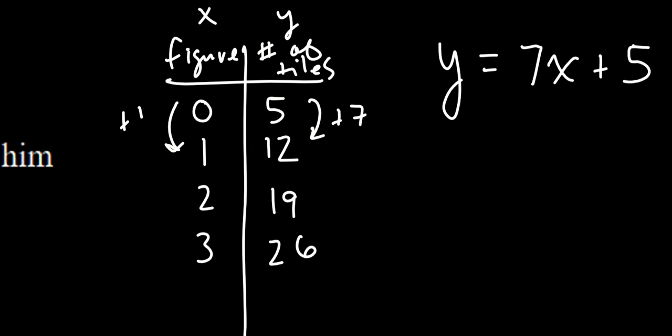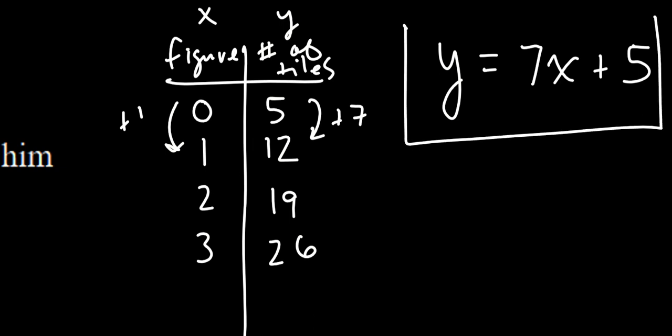And now that I write this down, an important thing to do is consider these values and see if this equation is producing the correct results. When I put 0 into that, this term is gone, 7 times 0 is 0, and it gives me 5. If I put in 1, it becomes 7 plus 5, which is 12. If it's 2, it becomes 14 plus 5, which is 19. 3 is 21 plus 5 is 26. So because this equation is producing all the correct outputs, we'd say this is the equation, y equals 7x plus 5.